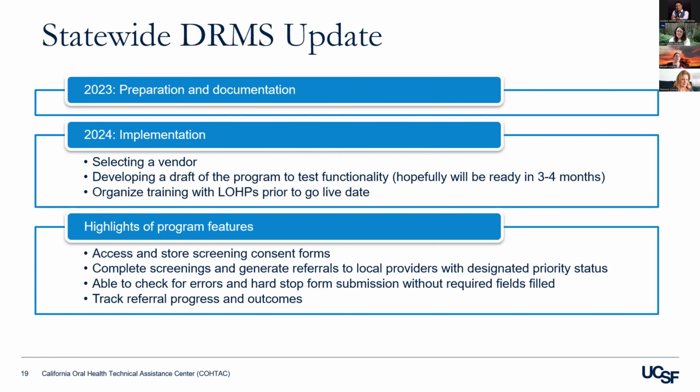I also included a couple highlights of the program features that we've requested. We had a list, it was over 200 features long, but some of the most exciting ones: it's going to have the ability to access and store the screening consent forms. It's going to be able to complete the screenings and generate the referrals to the local providers, and you're going to be able to designate the priority status. It's going to be able to check for errors and hard stop the form submission if the required form fields are not filled out. And you're going to be able to track the referral progress and the outcomes. So pretty exciting. I can't wait to see what the rough draft of the program's going to hold. And then I'm sure I'll have a better update for you guys.